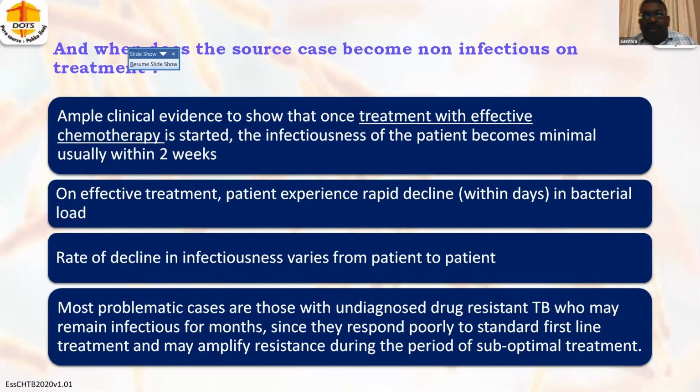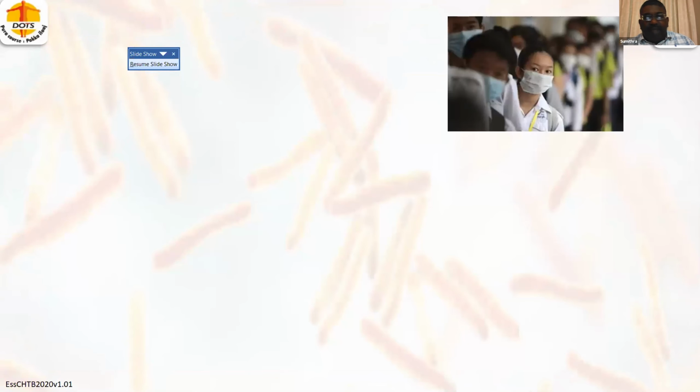And this is a common question that we usually come across, that is, when can the patient go in for work and when does he become non-infective? Once treatment is started, after two weeks, there is ample clinical evidence to show that once chemotherapy is effective, the infectiousness of the patient becomes minimal. Well, one important thing is that if the patient is having MDR TB, then the period of infectivity will be more.